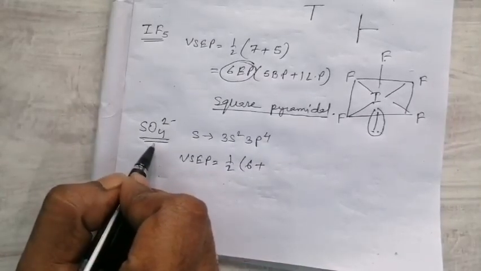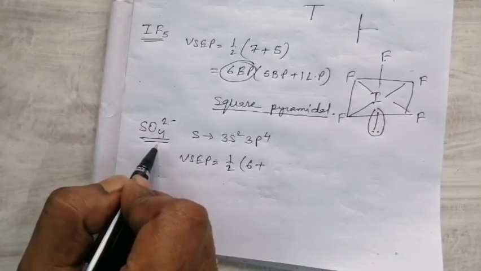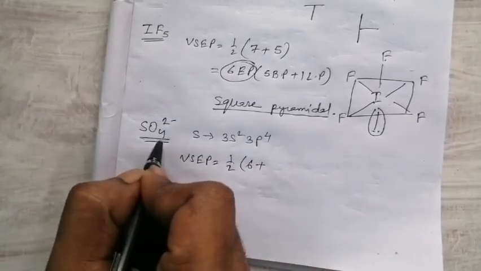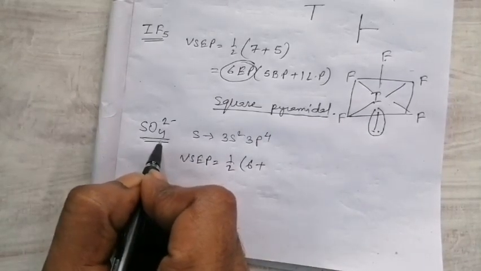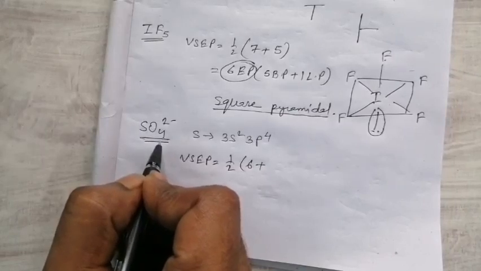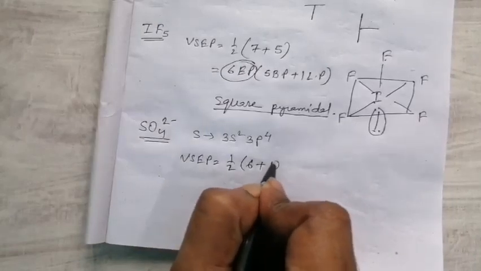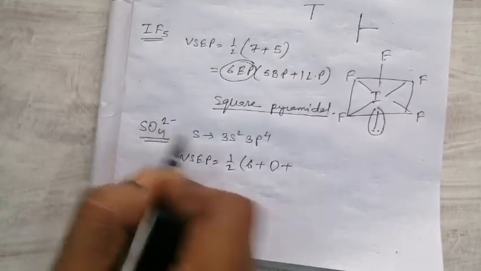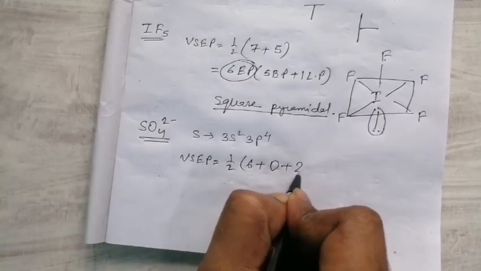Now sulfur is bonded to how many oxygen atom? 4 oxygen atom. So we will write 4 here? No, we will not write 4 here because oxygen are not monovalent. At the beginning of the video I told you that oxygen is divalent since its valency is 2. So number of monovalent atom, it is 0. Now how many anionic charge are there? 2. So all the anionic charge you have to add.